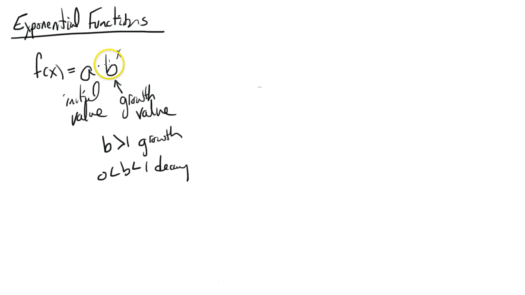B can't be 1 because then nothing's happening to the problem, because 1 to the x, even if the x changes, 1's going to stay 1. It's not going to do anything. So it can't be 1. So that was pretty much what we did last year.